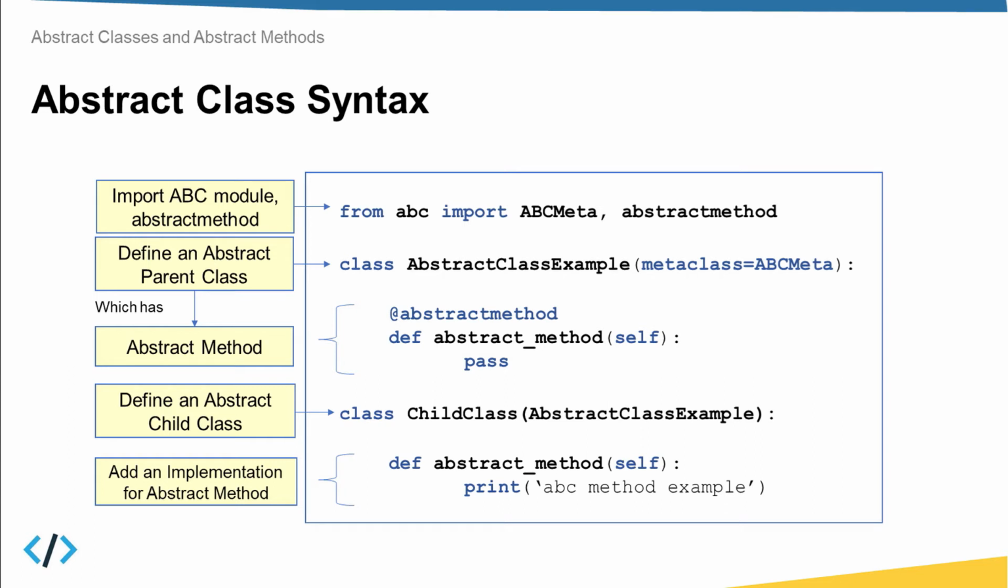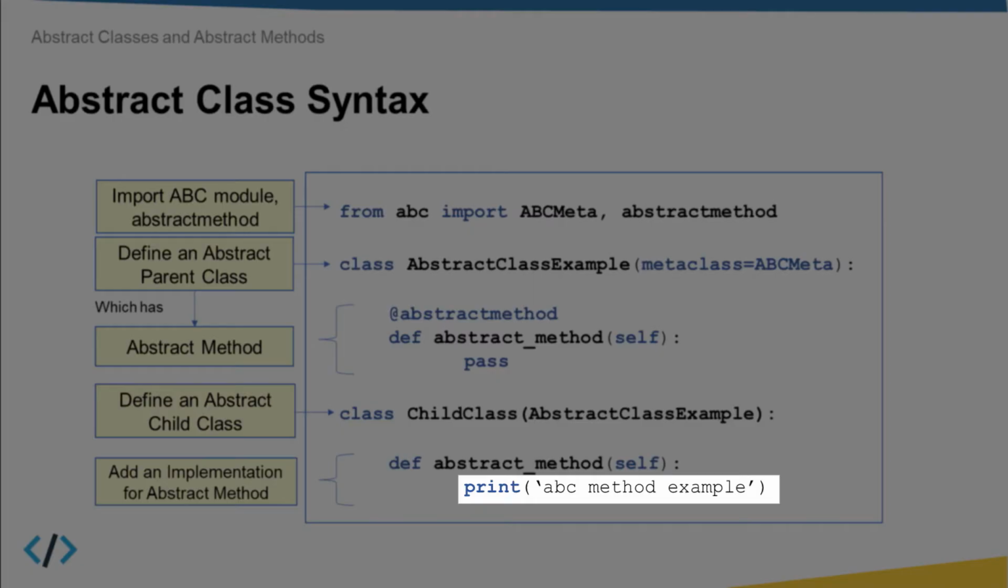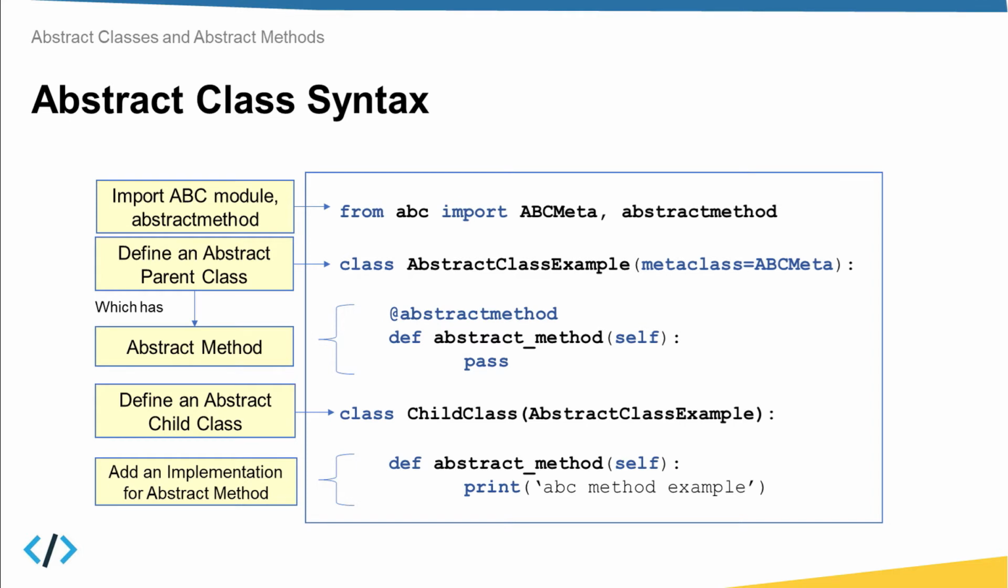Also, you will note that in the abstract method in the abstract class, I put pass under the method, which means there is no implementation, nothing to do here. Whereas in the child class, I just print a statement like print ABC method example in order to show you that you have to provide implementation for this abstract method. Now let's move to Jupyter Notebook in order to see a real example using the Python programming language.